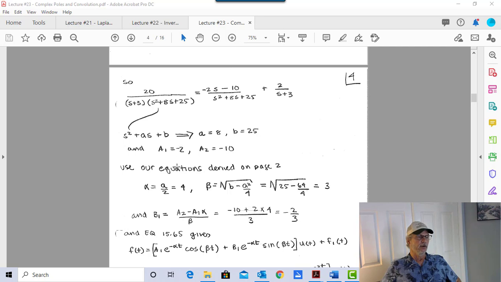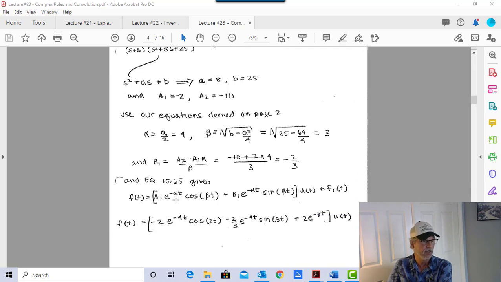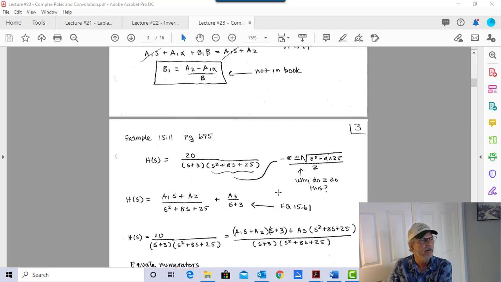So in order to get alpha and beta, we need to complete the square. And I'm just going to use the equations I derived on page 2, and they're sitting there on my cheat sheet, so I'm going to use them on the exam also. I get alpha equals 4, I get beta equals 3. Bang, I'm done. And then I'm going to also use my equation for beta 1, and it's going to give me -2/3.